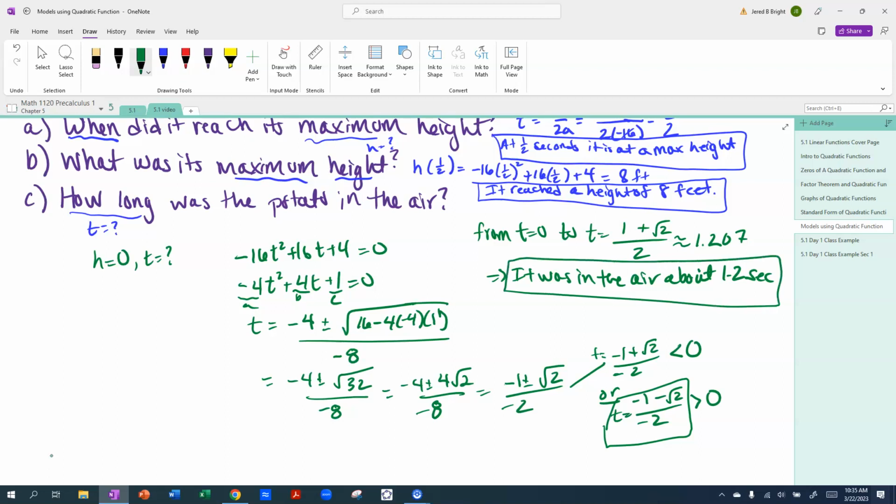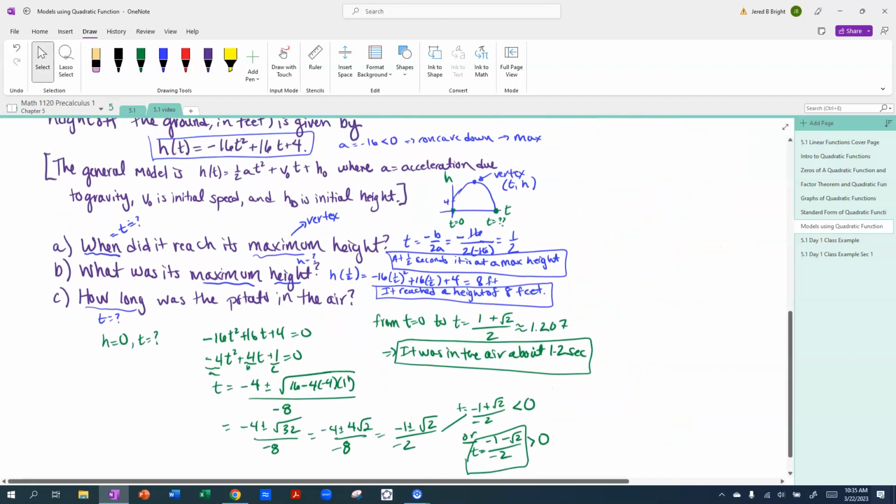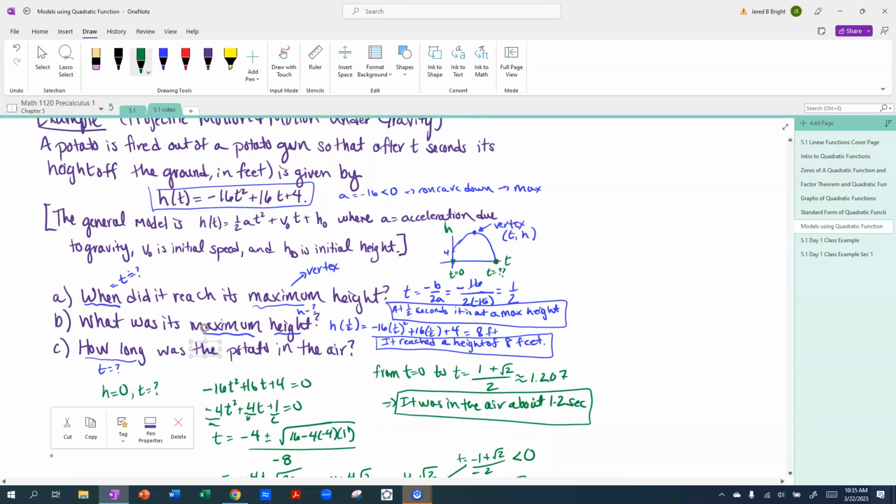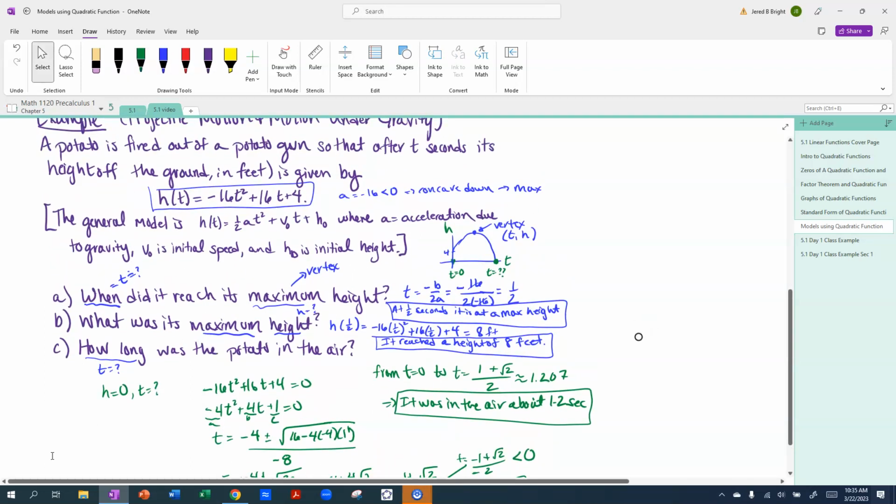Okay, and there we go. So in this last one, we worked with a model for motion under gravity and interpreted the information in terms of its vertex and whether it was asking for time or height or whatnot. This sort of model, this height and time model, is very common when we're looking at motion under gravity models. So be on the lookout for this and make sure to read carefully, maybe make a quick sketch to help you understand the scenario better.